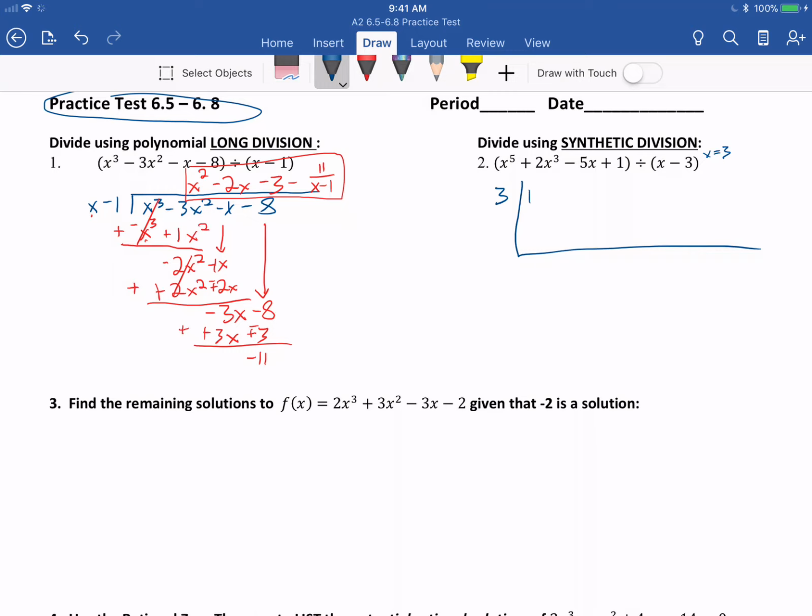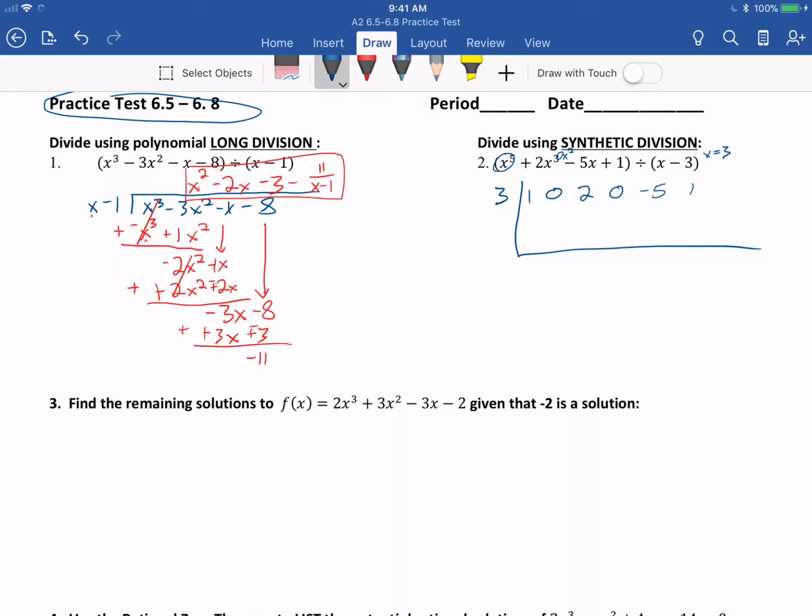Now I go 1 for my x to the 5th. But notice here I don't have an x to the 4th, so I have to make sure I fill in a 0 for that one. I do have an x cubed. I'm going to fill in 2 for that one. I don't have an x squared. I'm going to fill in a 0 for that one, because there's no x squared term, 0x squared. Then I have -5 for my x, and then 1.